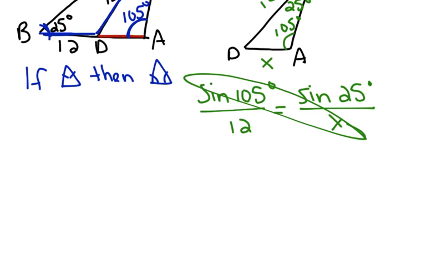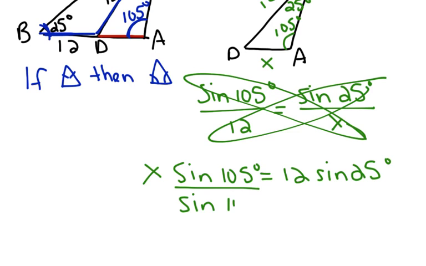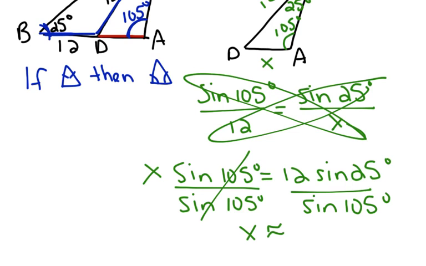So now I'm going to cross multiply. The sine of 105 degrees times x is equal to 12 sine of 25. I'm going to put an x there because I forgot to. I'm going to divide by the sine of 105. So this goes away, and I'm going to find out that the length of x is approximately 5.3.